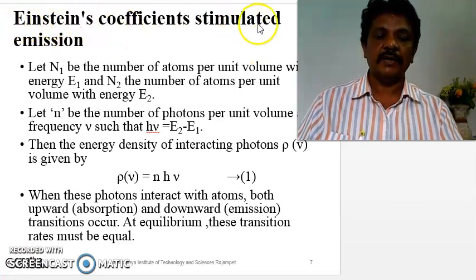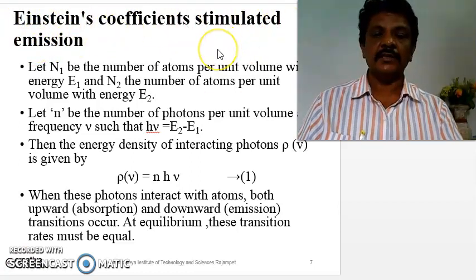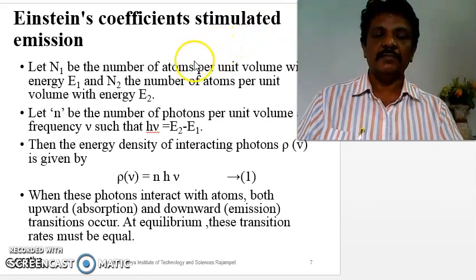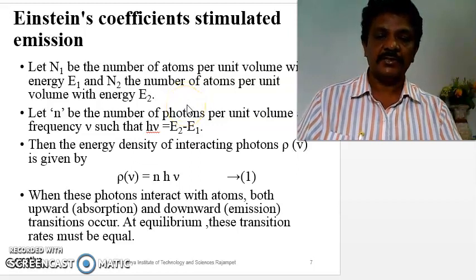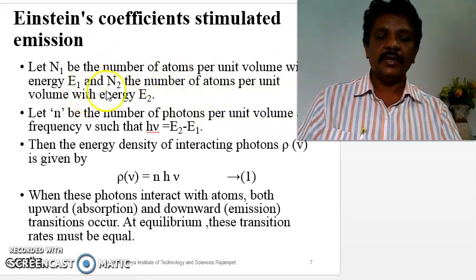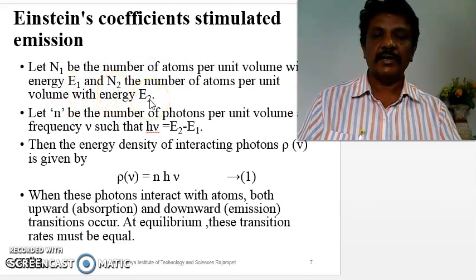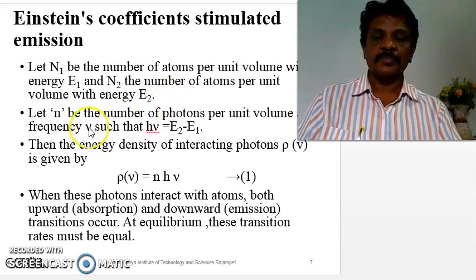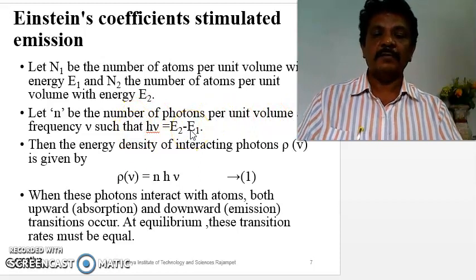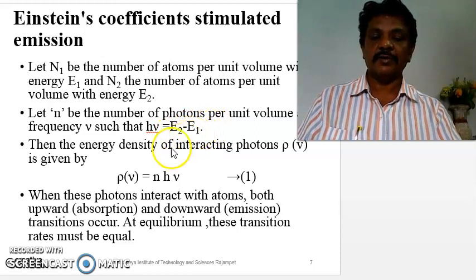Let us study Einstein coefficients and their importance by deriving them to satisfy the condition of the stimulated emission process. For this, we have to take two energy levels E1 and E2, which have the number of atoms present in E1 as N1 and in E2 as N2. Let N be the number of photons applied to the material, where h nu is equal to E2 minus E1, the photon energy.